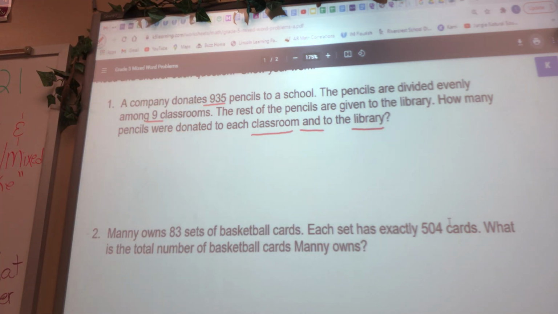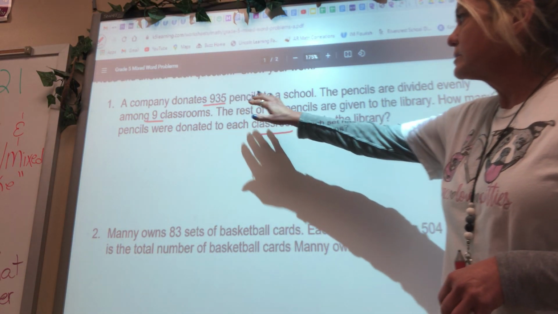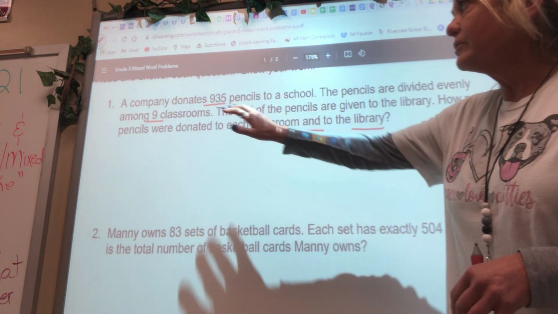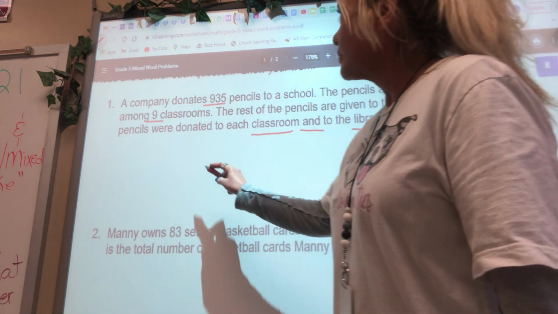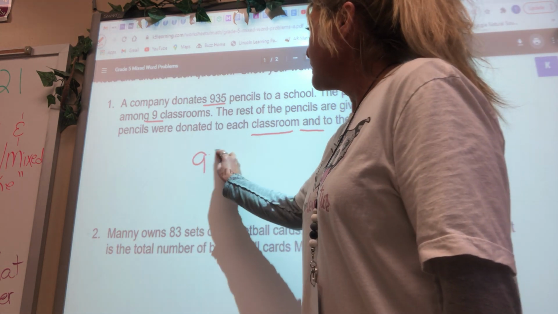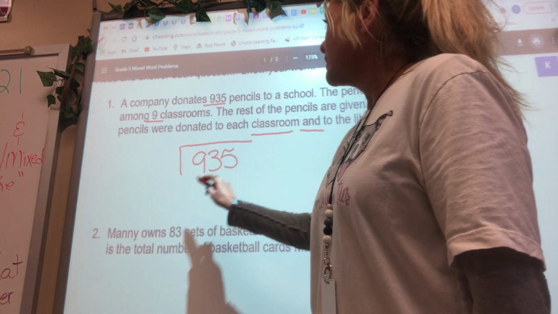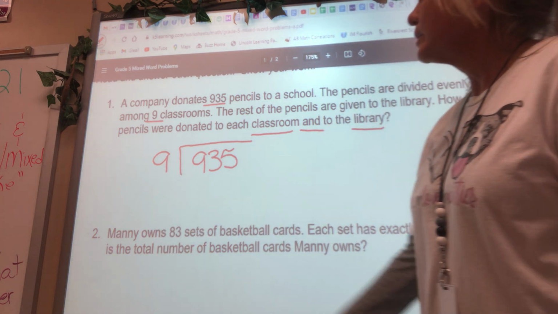Okay, first of all, we need to see what math operation we are going to need to do. It says that they had 935 pencils and they divided those evenly among 9 classrooms. So if we're dividing something up, we know that we're going to be doing division. So we take our 935 pencils that we had in all and we divide them into 9 classrooms.